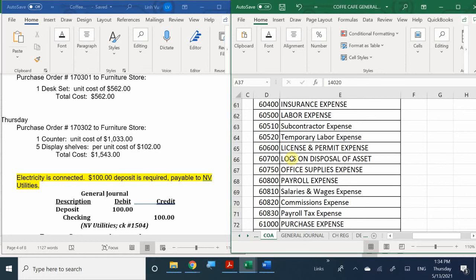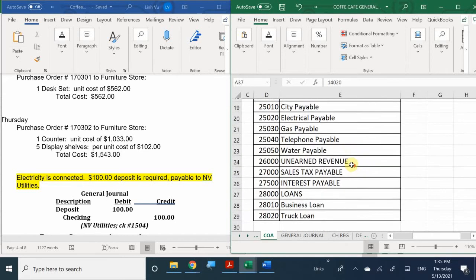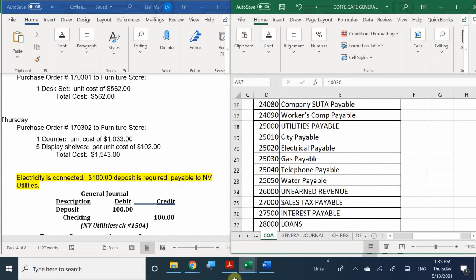So we're just paying a deposit in case of any emergencies, but also just to turn on the electricity itself. We're just making a straight deposit. There's a number for deposits, so would it just be deposits? And what account number is that? 18,700. We're simply making a deposit.